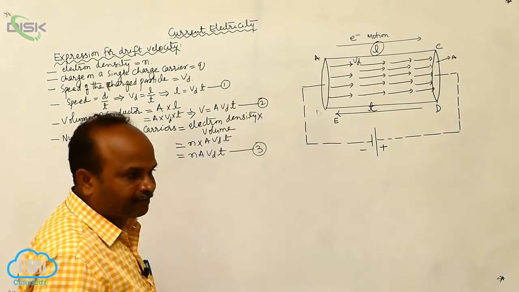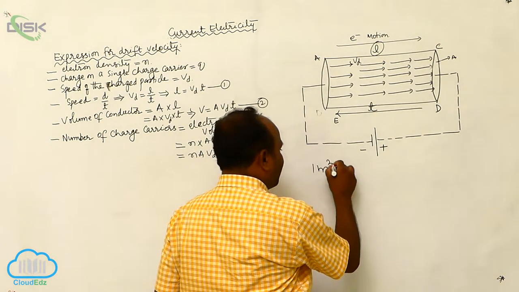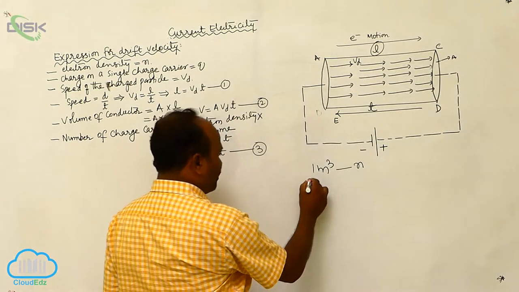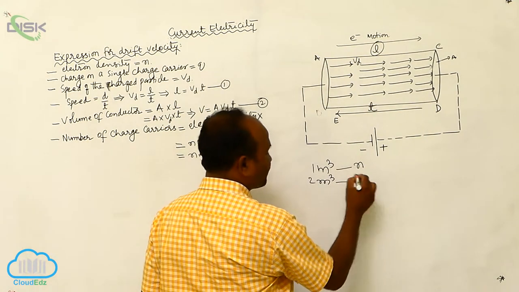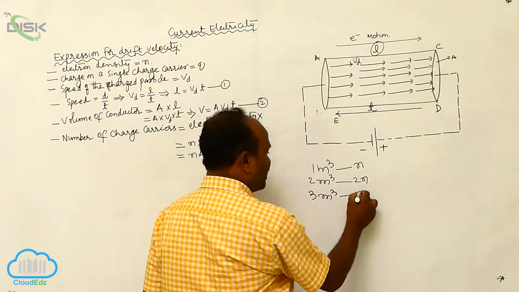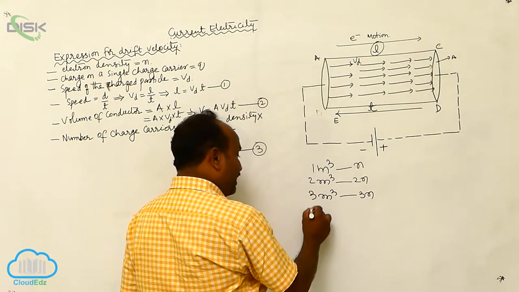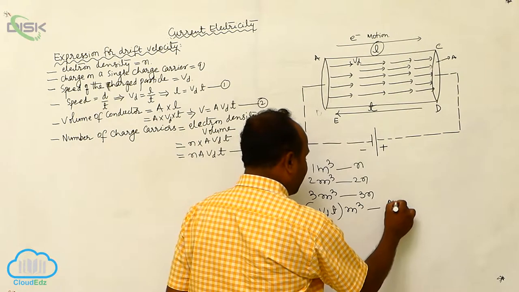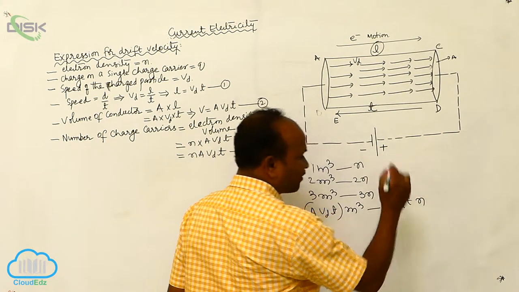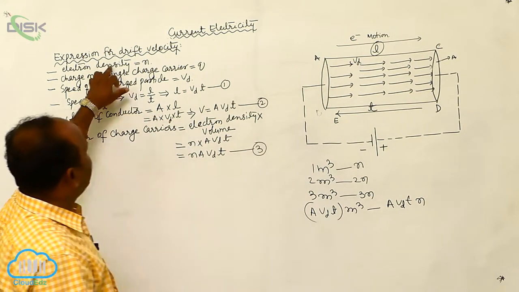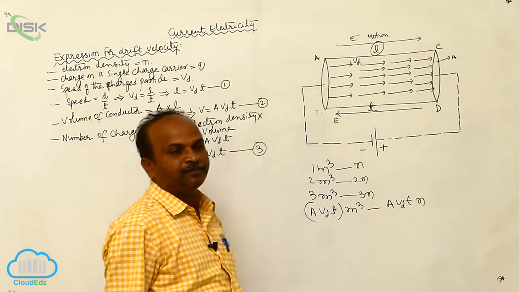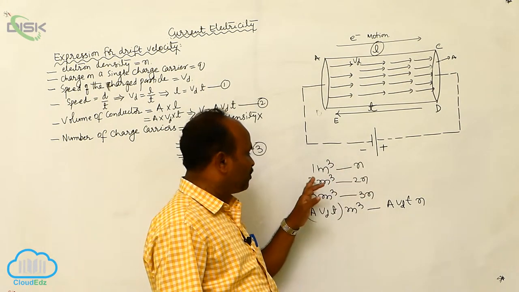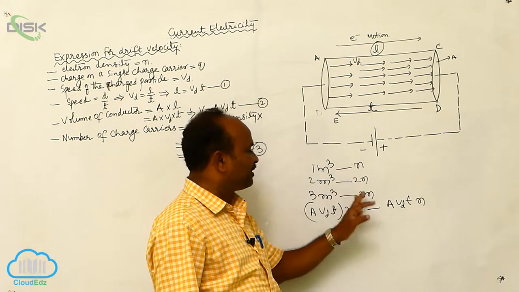For understanding purposes: in 1 meter cube, how many electrons? N, which is called the electron density. For 2 meter cube, 2N electrons. For 3 meter cube, 3N electrons. For A VD T meter cube, A VD T into N electrons. Electron density N is the number of electrons in a unit volume, that is, in a 1 meter cube volume. For 1 meter cube, N electrons; for 2 meter cube, 2N; for 3 meter cube, 3N.